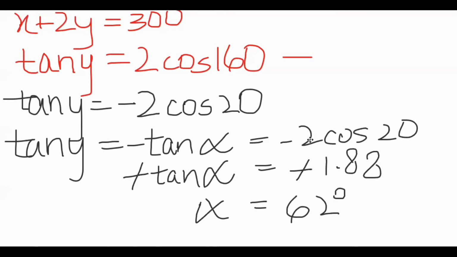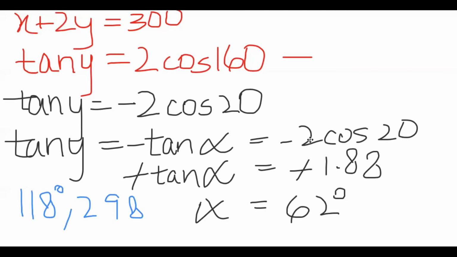Now we said that tan y is negative, so it can be either in the second or the fourth quadrant. Now that it can be in the second or the fourth quadrant, we can have two values of y. The first value can be 180 degrees minus 62 degrees, which is 118 degrees in the second quadrant. And the second value, in the fourth quadrant, is 360 degrees minus 62 degrees, which is 298 degrees.